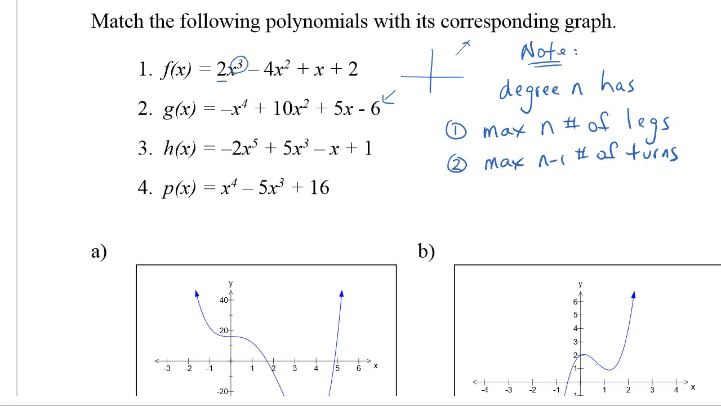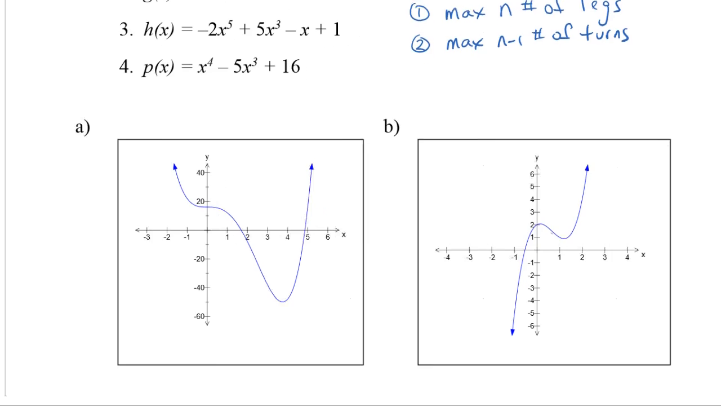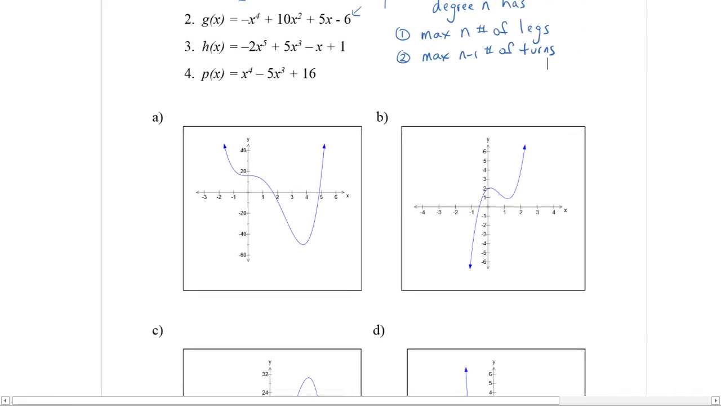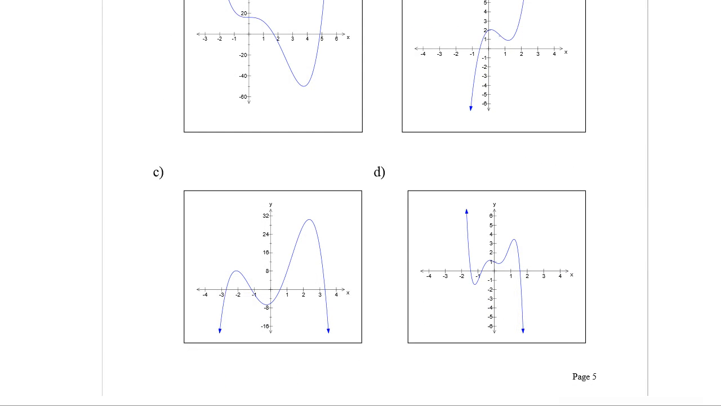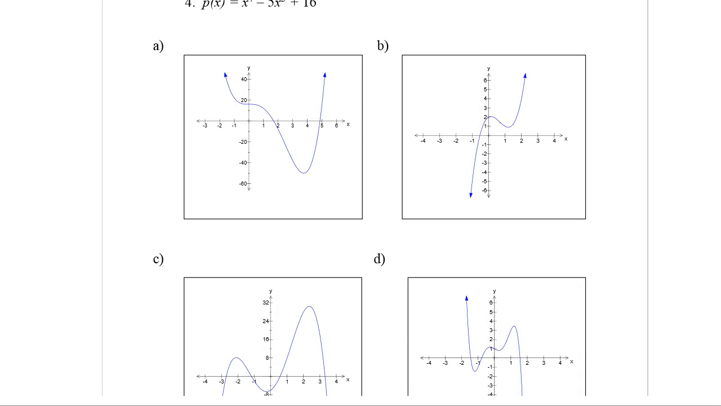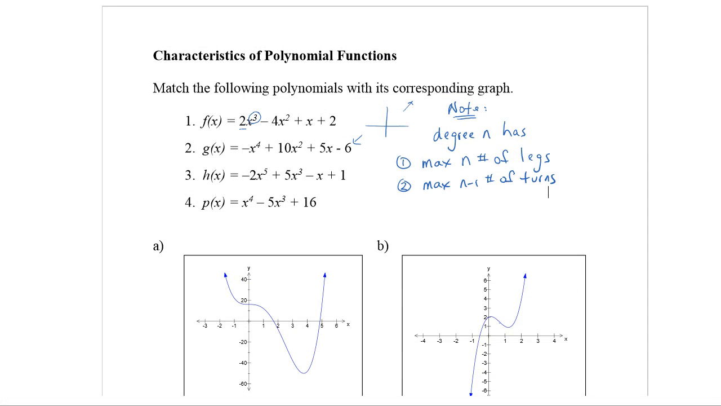So this one here, the 2x cubed minus 4x squared, all that kind of stuff, we know it is going to go up and to the right and down to the left, and it has a maximum of 2 changes of direction or 3 legs. So when we're looking at all these, how many of them go up to the right and down to the left? Actually, only this one, only B does. So I'm going to say that this first one goes with the letter B.